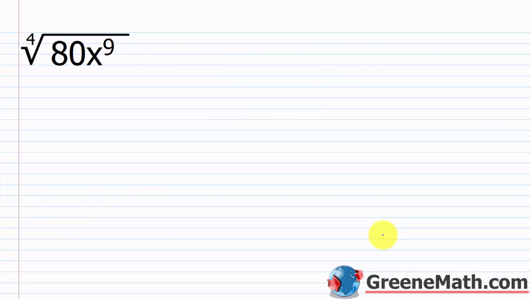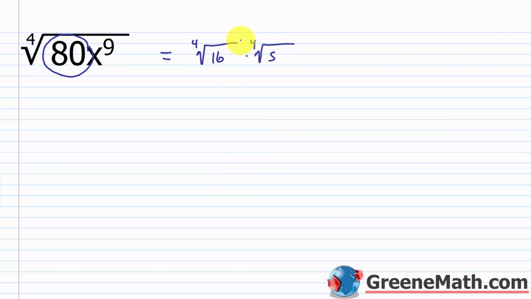All right, let's take a look at another one with a variable in it. So we have the 4th root of 80x to the 9th power. All right, so I'm looking for a number here that is a factor of 80, and that's a perfect 4th, okay? So if I was to factor 80, what would I get? Well, it just so happens I would get 16 times 5, and 16 is 2 to the 4th power. We don't need to go through the whole factorization. So I'm going to write this as the 4th root of 16 times the 4th root of 5.